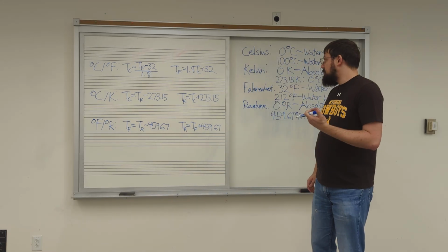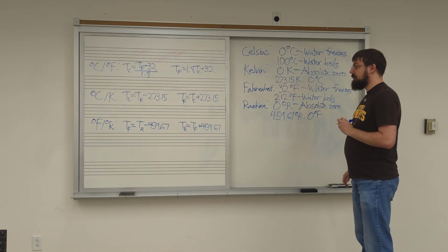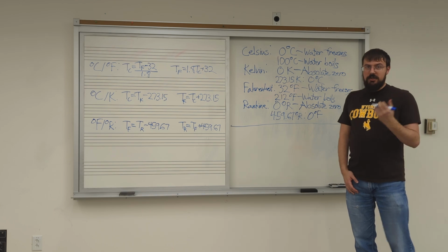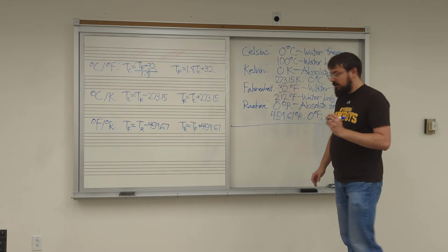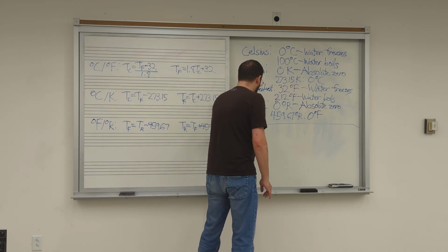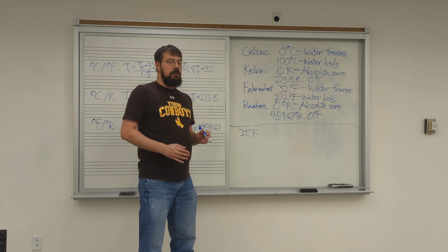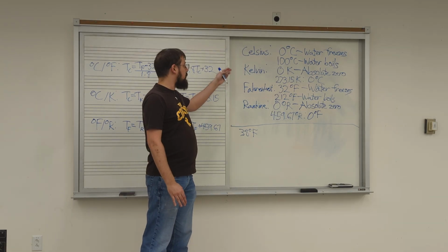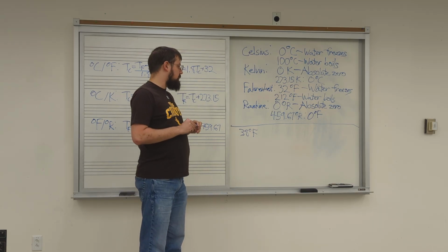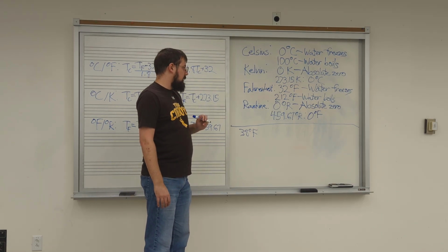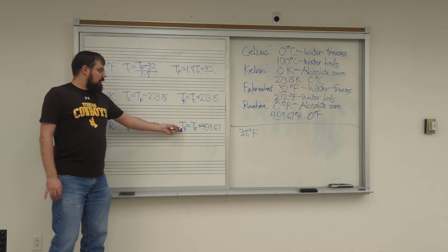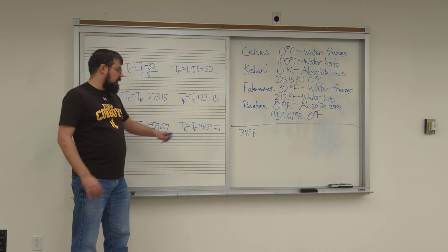So let's look at an example of how we convert between these different temperature scales. Let's just pick a temperature. The temperature outside right now happens to be 38 degrees Fahrenheit. Let's say we want to convert this into all three of these other temperature scales, Celsius, Kelvin, and Rankine. I would say the easiest one to start with is going to be the Rankine scale, because in this case, all you have to do is add 459.67.